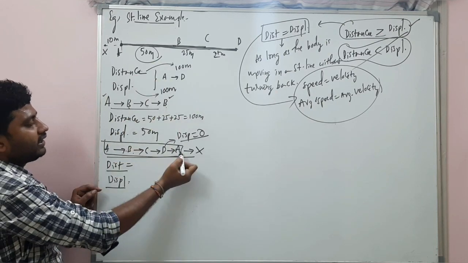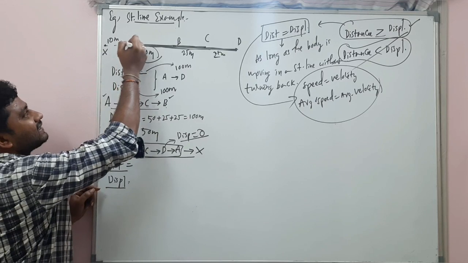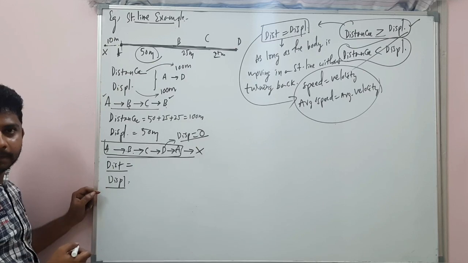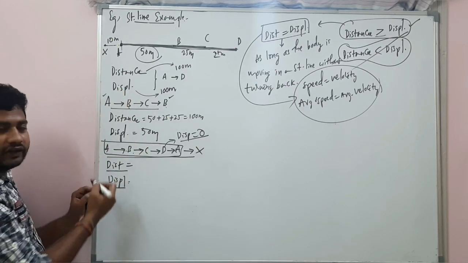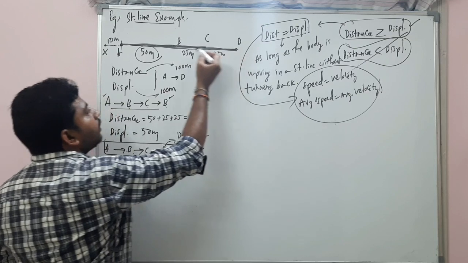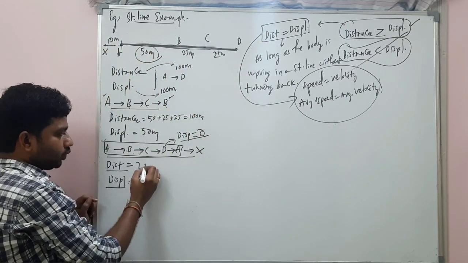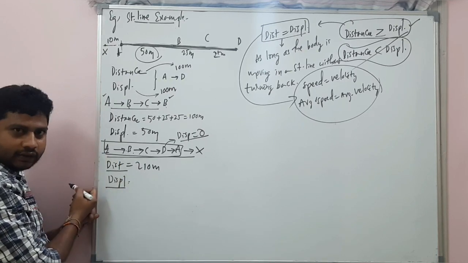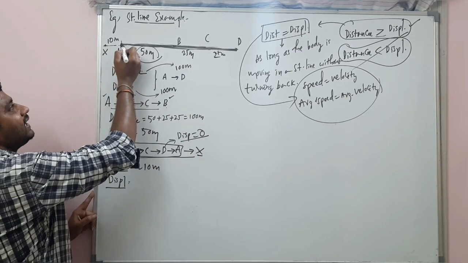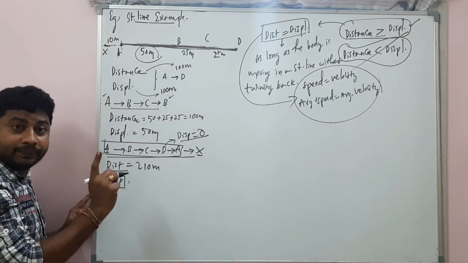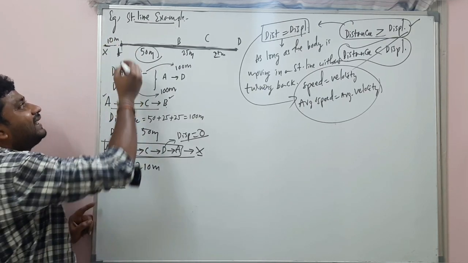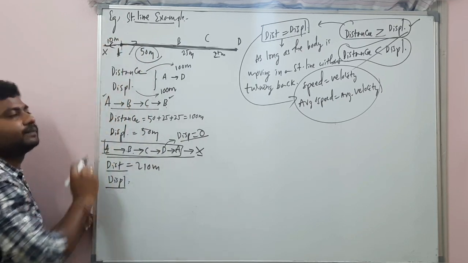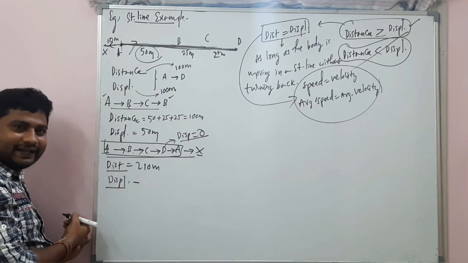Now, A to X also let's include. It started from here and reached back here, again started moving forward, backward. So, distance will be 500 plus 100, 200 plus 10, 210 meters. Displacement will be, what is the starting point? A. What is the final point? X. But our started direction is this one, and finally the body moved in this direction. So that is why I can say it is negative.